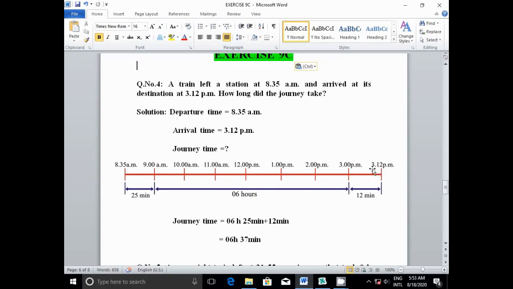Now, we know that the difference between 35 past 8 and 9 a.m. is 25 minutes. Same as the difference between 3 p.m. and 12 past 3 p.m. is 12 minutes. And we know that from 9 a.m. to 3 p.m. we have 6 hours.